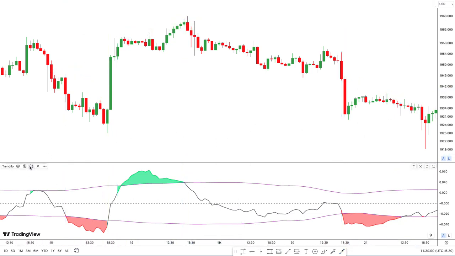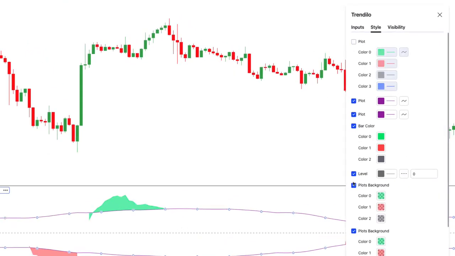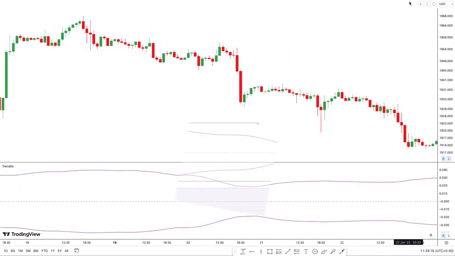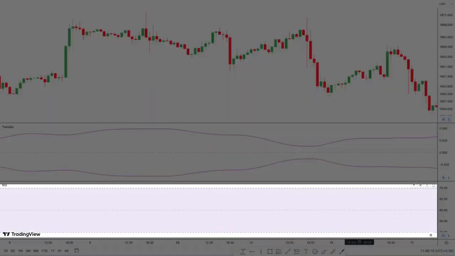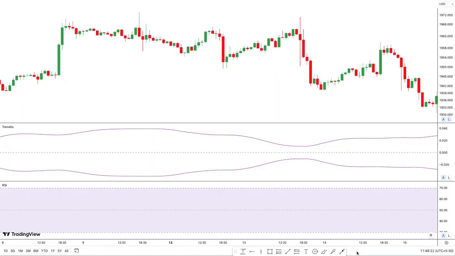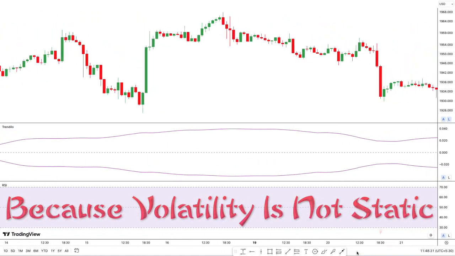If we access the settings by clicking the gear icon and moving over to the Style section, we can disable the background plots. This allows us to clearly observe, in comparison to the levels of the traditional RSI, how dynamic these new levels are and how they adapt to the price volatility. This adaptability is crucial because volatility is not static.